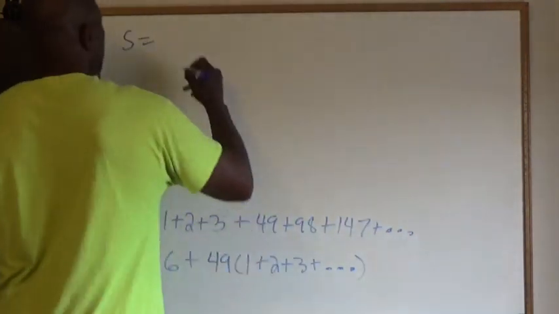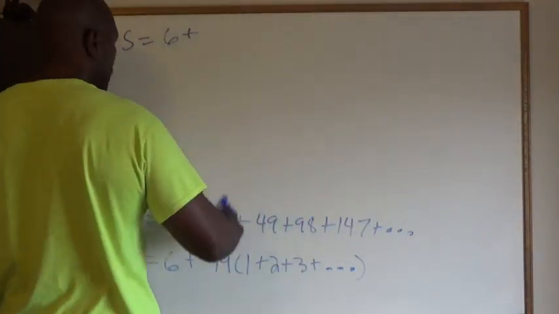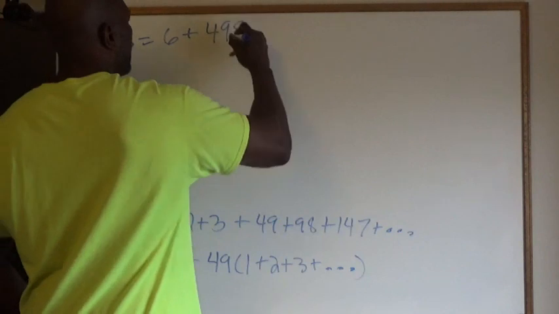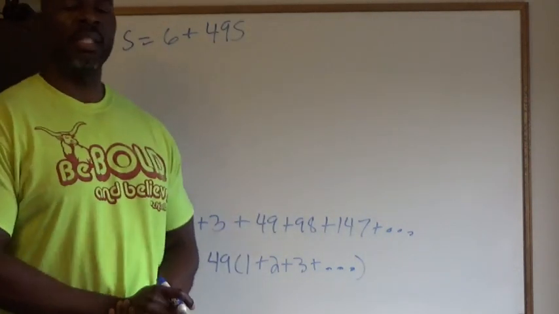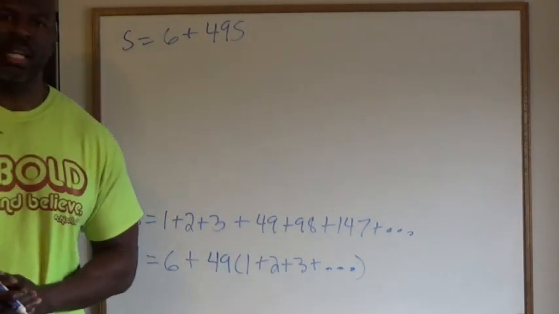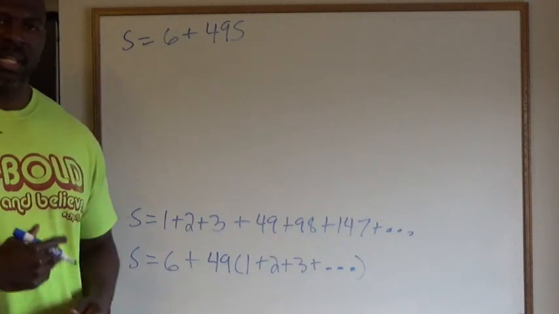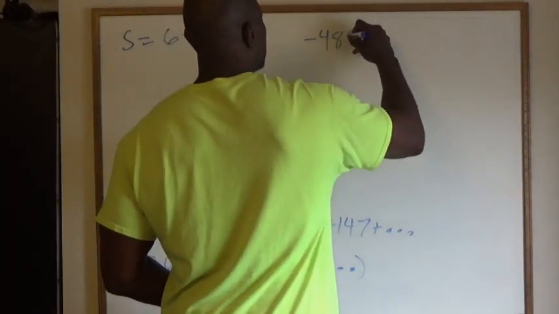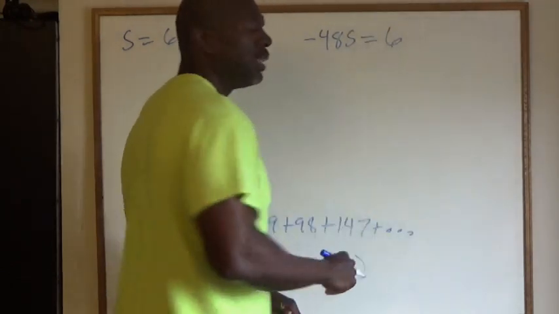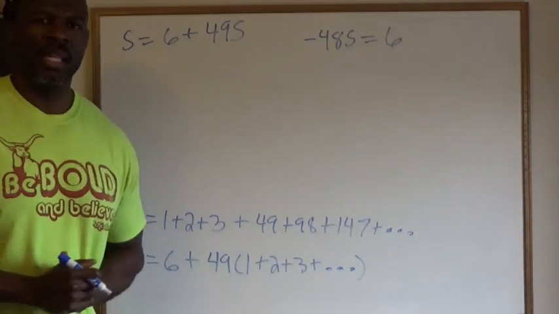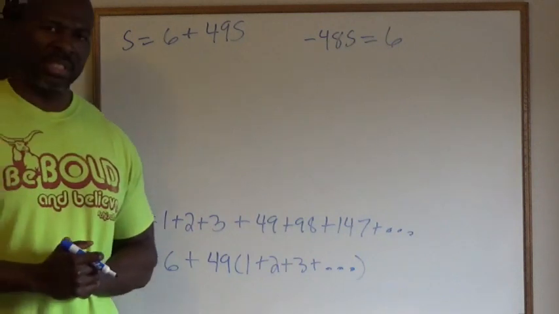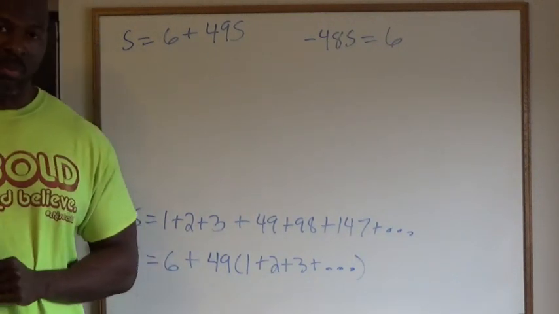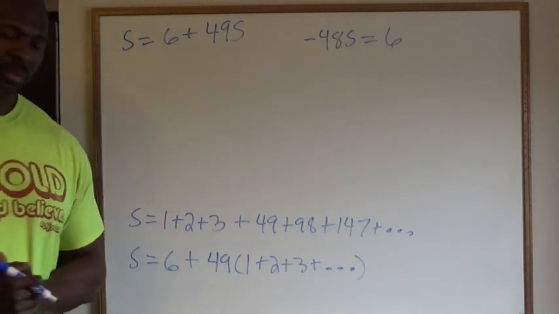Hence, S is 6 plus 49S. Now we're back to basic algebra. We'll subtract 49S from both sides, and we'll get negative 48S equals 6. And we'll divide both sides by negative 48, and we'll get S is negative 6 over 48, which once again is negative 1 over 8.